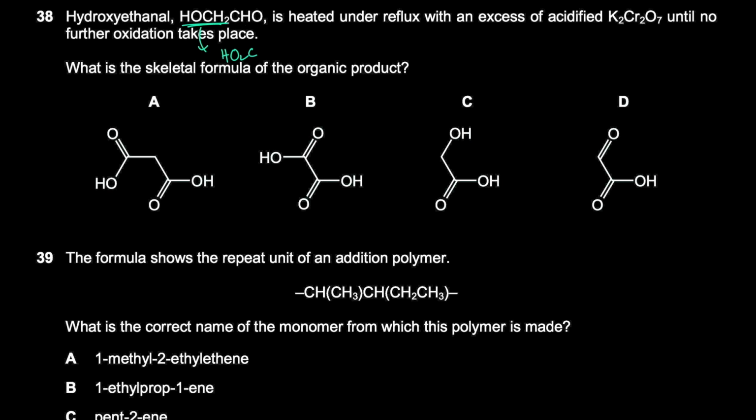Then we have a CHO, right? That's an aldehyde that will also be oxidized to a carboxylic acid. So we have CO2H, CO2H. So the skeletal formula of the product will look like this, right? We have 2 carboxyl groups bonded to each other. So the answer here is B.